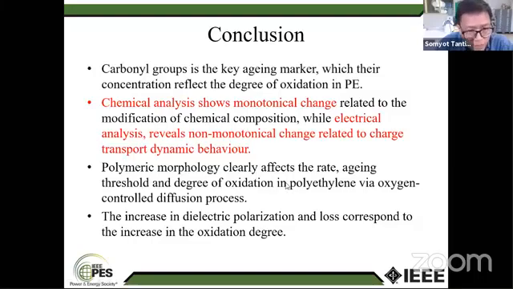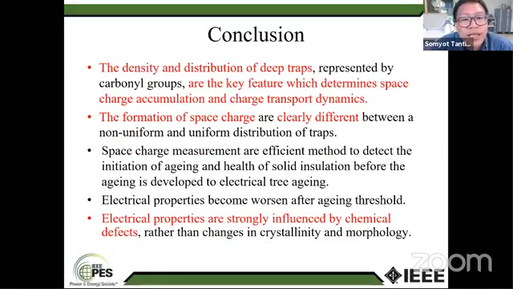And then the polymeric morphology clearly affects the rate of aging and the aging threshold, and the degree of oxidation in the polyethylene is related to the different oxygen consumption and diffusion processes. And the increasing dielectric polarization and loss correspond to the increase in the degree of oxidation. The density and distribution of the deep traps, represented by the carbonyl group, are the key features, as I said, which determine spectral accumulation and charge transport dynamics. As you can see, the change of the conductivity and spectral results. The formation of space charge is clearly different between non-uniform and uniform distribution of the traps.